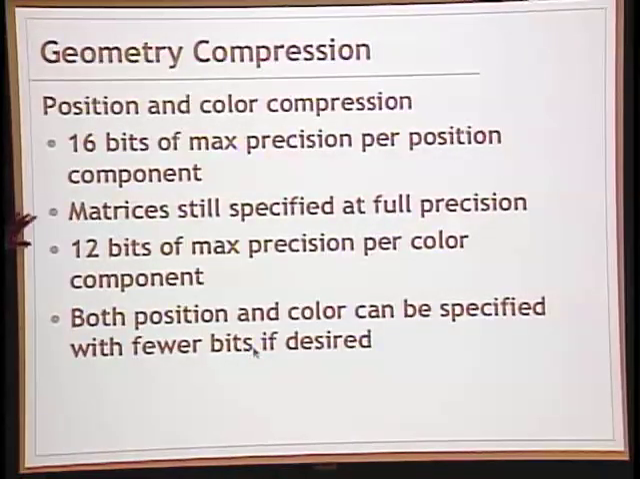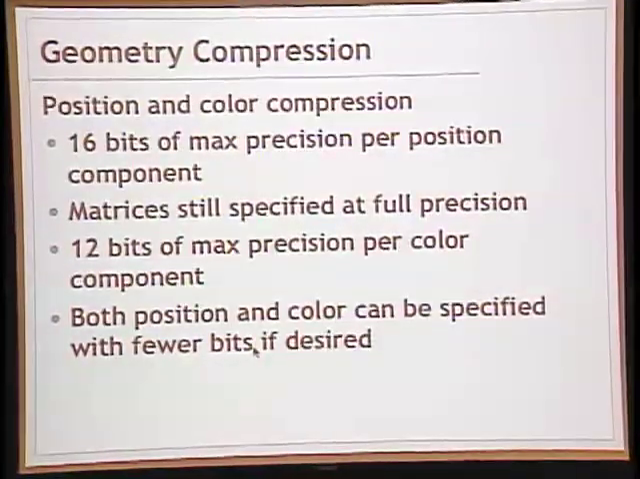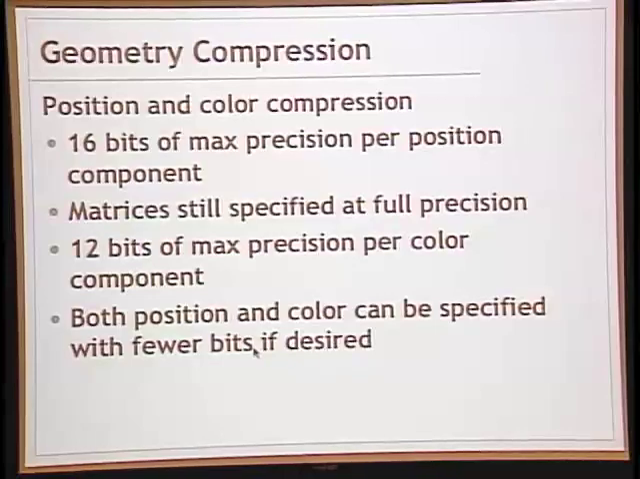Matrices, because it's very important you get the transformations done well, they're at full precision. Color. Okay, well, if we do a floating point per color, that's a lot of detail. I think we can get away with 12 bits, and that's probably the case. So, okay, we can compress that.